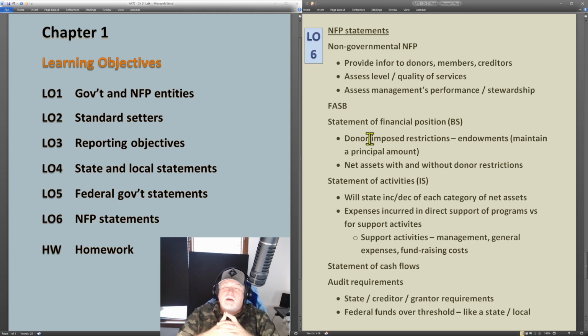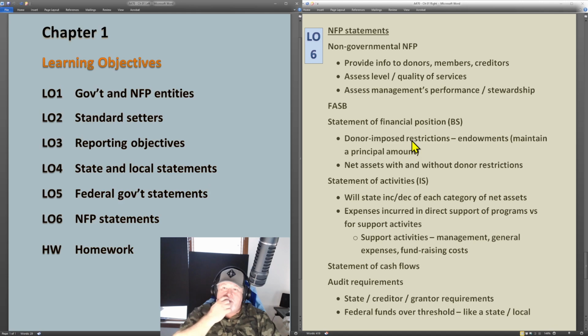Last but not least, not-for-profit statements. We're going to be specifically talking about non-governmental not-for-profits because governmental not-for-profits are covered by the GASB and therefore are sort of like state and local governments. Remember, the not-for-profit statements are in competition with other not-for-profits to attract donors. So they're providing info, here we go again, info to donors, members, and creditors.